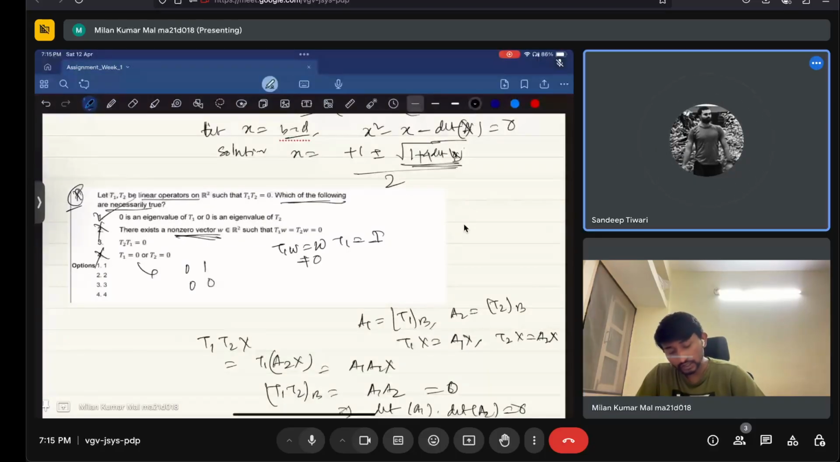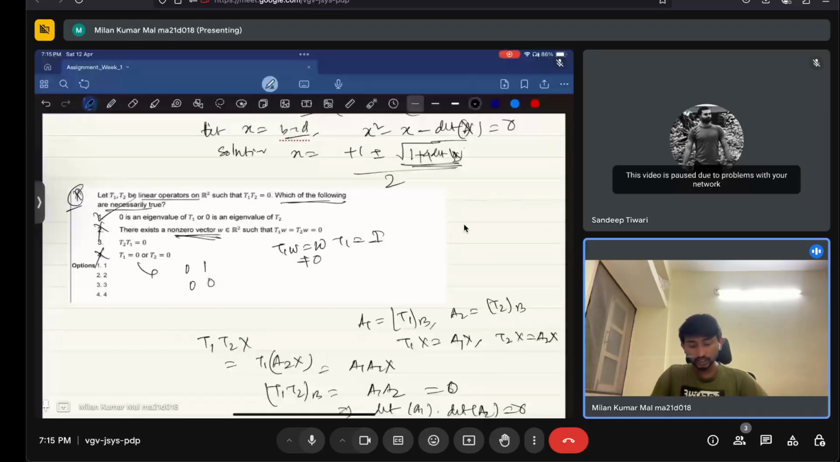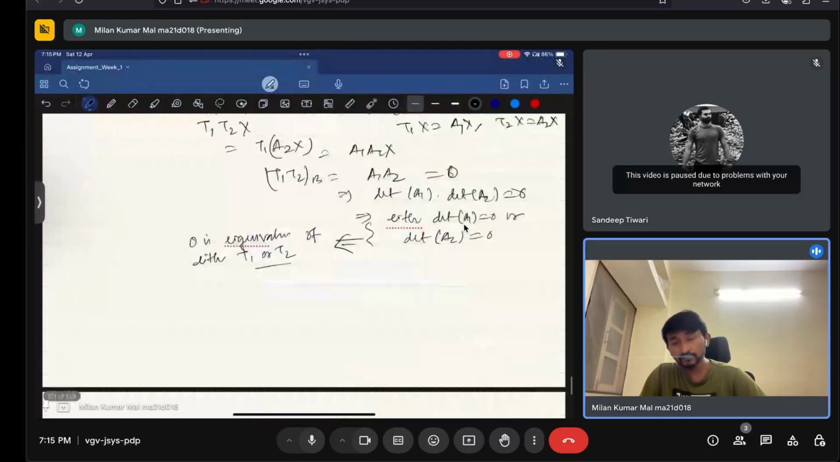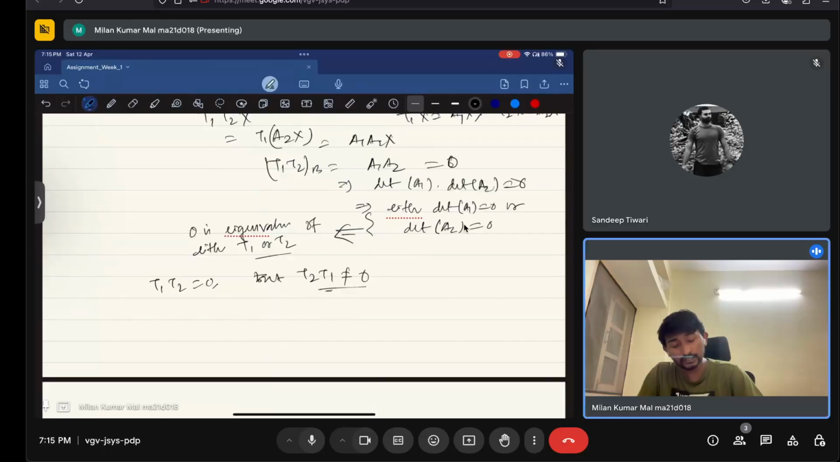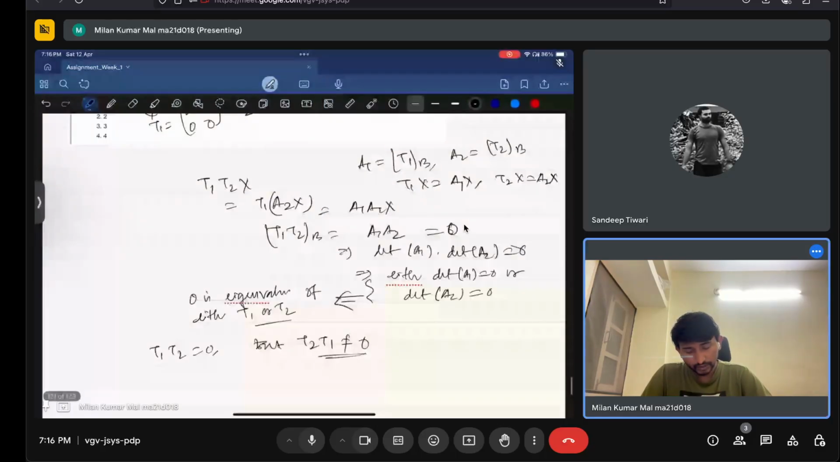Yes, sir. So T1, T2 both are 0, but the product... none of them are 0, right? The third one is also not true, but let's give an example. We have to give some interesting examples so that T1T2 equals 0, but T2T1 not equals 0, right? I believe there is one, but let's give an example.